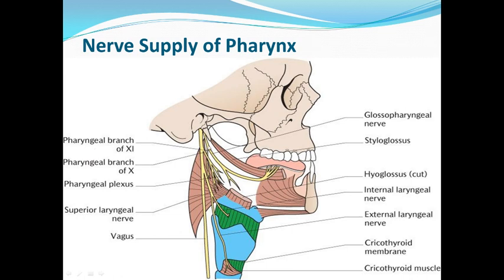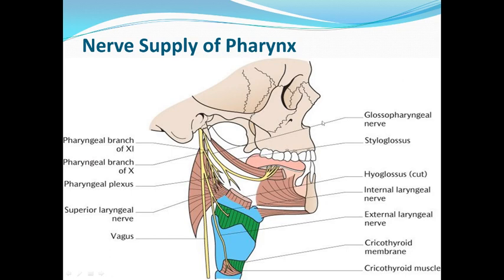The stylopharyngeus is not supplied by this pharyngeal branch of the vagus carrying the nerve fibers also from the pharyngeal branch of the cranial accessory. The stylopharyngeus will be supplied by the ninth cranial nerve, that is the glossopharyngeal. So the motor supply will be through the pharyngeal branch of the 10th cranial nerve and the pharyngeal branch of the 11th cranial nerve, and chiefly only one muscle, the stylopharyngeus, will be supplied from the glossopharyngeal nerve.